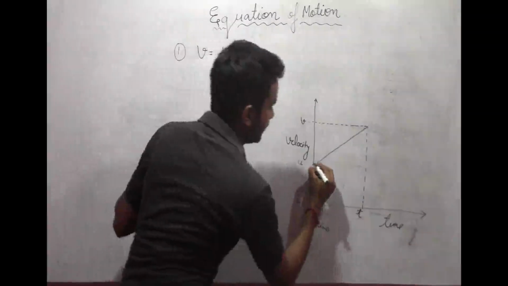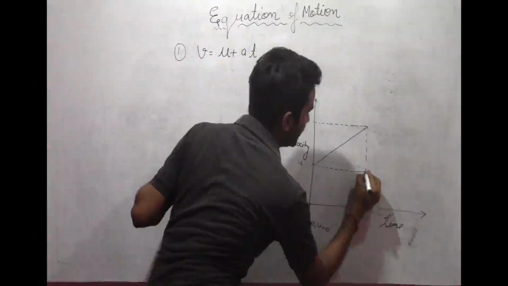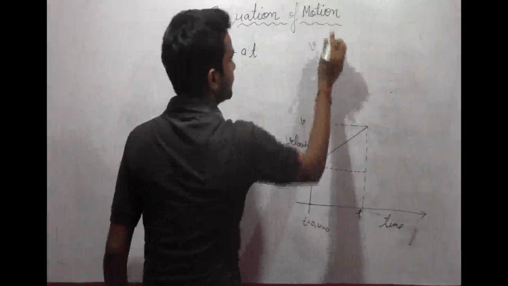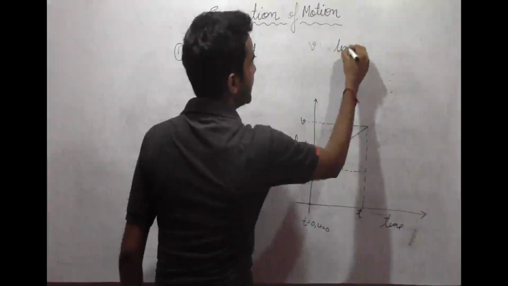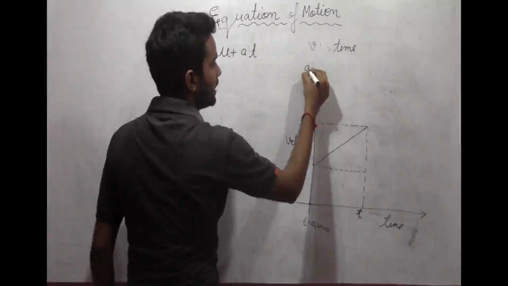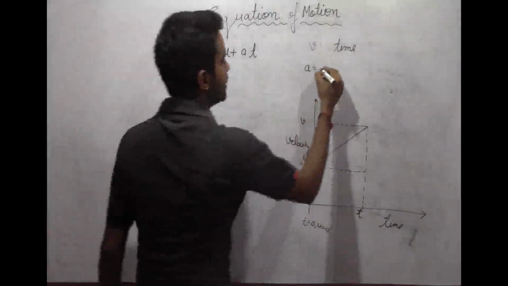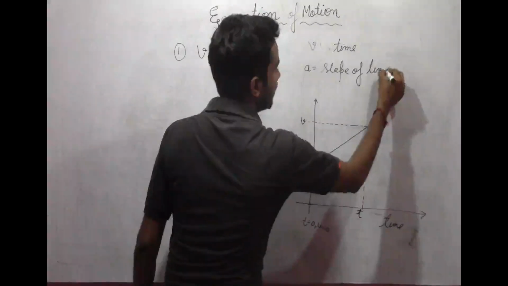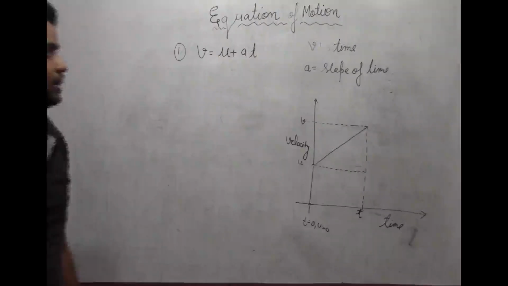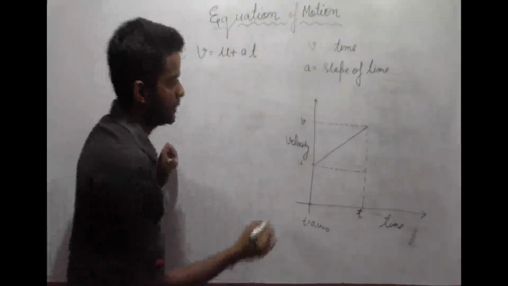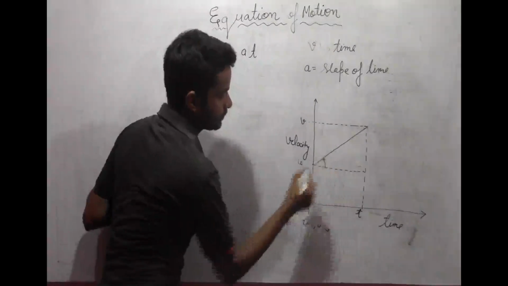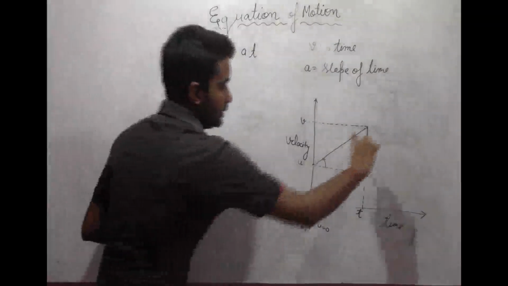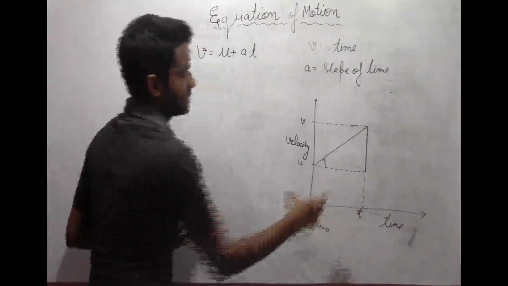In the velocity versus time graph, if anyone asks how you can calculate the acceleration, you will simply calculate the slope of the line. What do you have to find for the line? The slope. How can you calculate it? What is the slope? This is your slope. Slope is equal to this distance upon this distance.